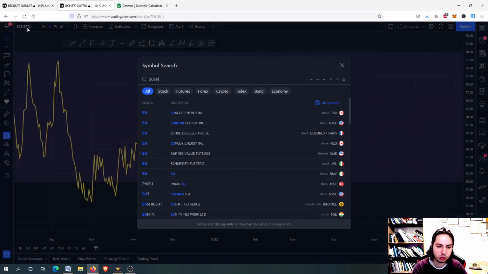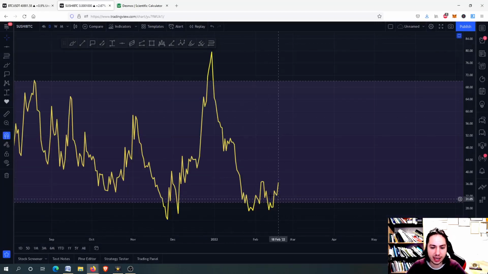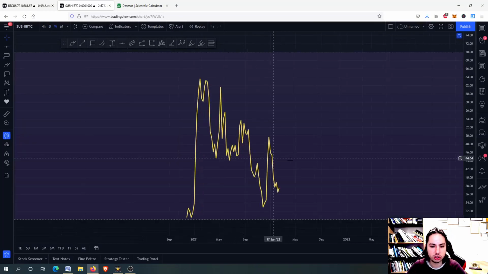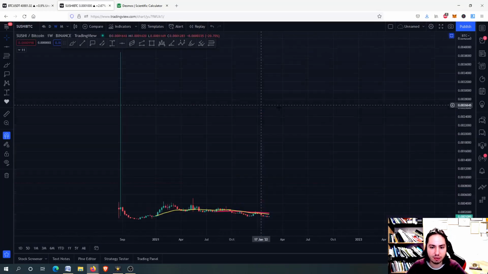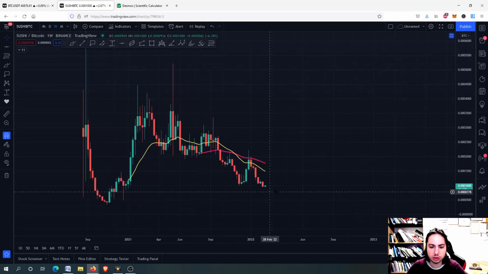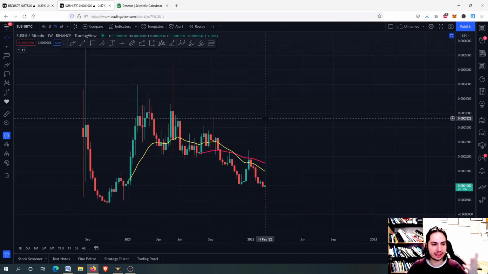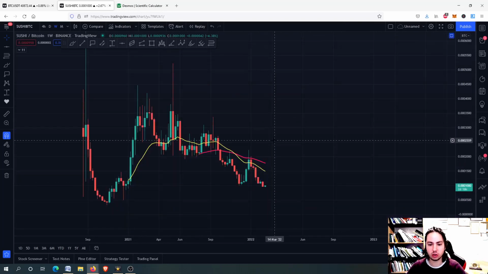Okay, if I go to the SUSHI against Bitcoin chart right here, you can see that we had an oversold situation again, with a bullish RSI divergence on the weekly frame as well. Okay, lower lows and higher lows. So right here, you can see that you can get saved by converting your Bitcoin into an altcoin, okay?